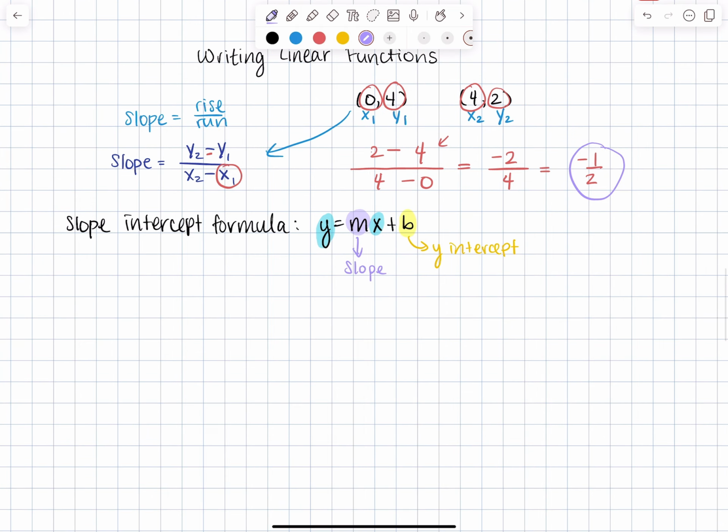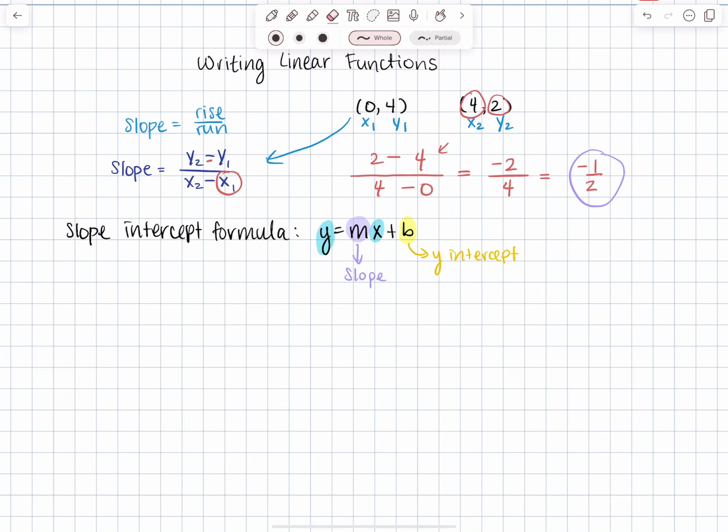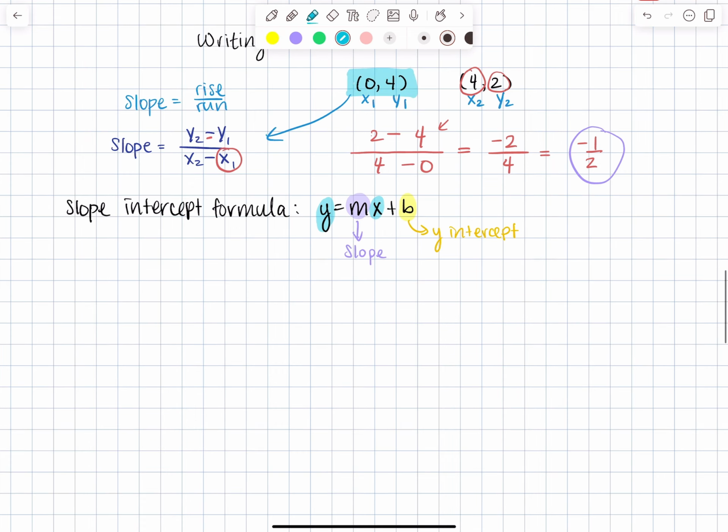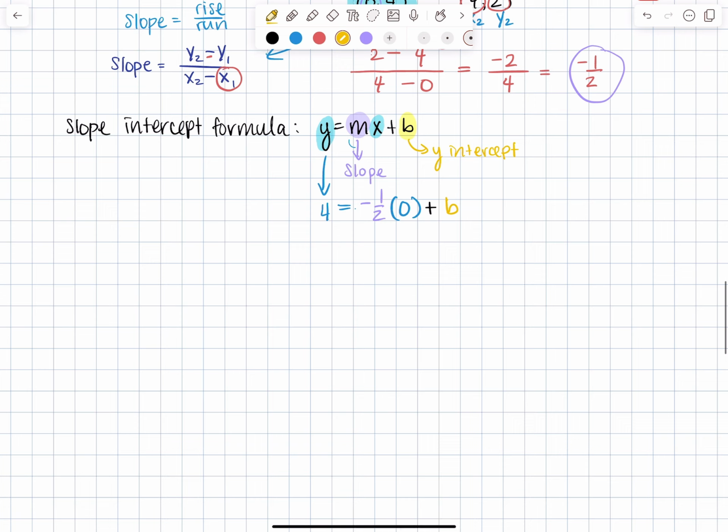To find the b value, or y-intercept, all we're going to do is plug in one of the points. So let's choose (0, 4). Our y value in this case is 4, and x equals 0. So y is 4, our slope we said was negative 1 over 2, and our x value we said was 0. So 4 equals negative 1 over 2 times 0 plus b. We solve. Negative 1 over 2 times 0 is 0, plus b equals 4. 0 plus anything is itself, so 4 equals b. Or in other words, b equals 4.